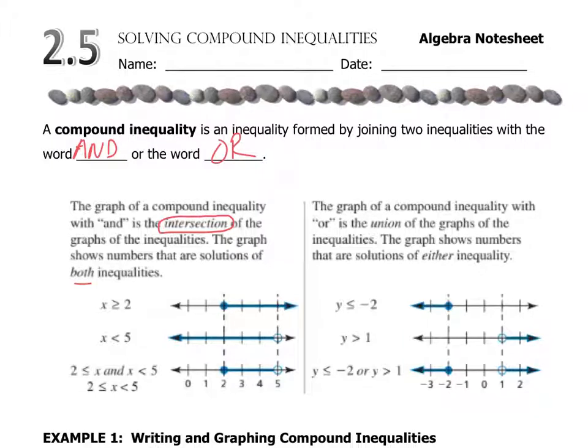So then look at the next one. So then we see the "or" statements. For the "or" statements, what I want to notice here is I have y is less than or equal to negative 2. I have y is greater than 1. So then they're both kind of going off in different directions.